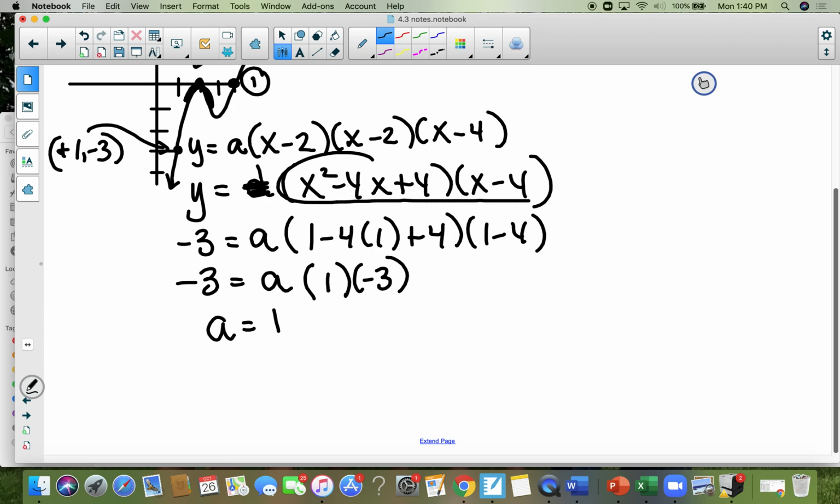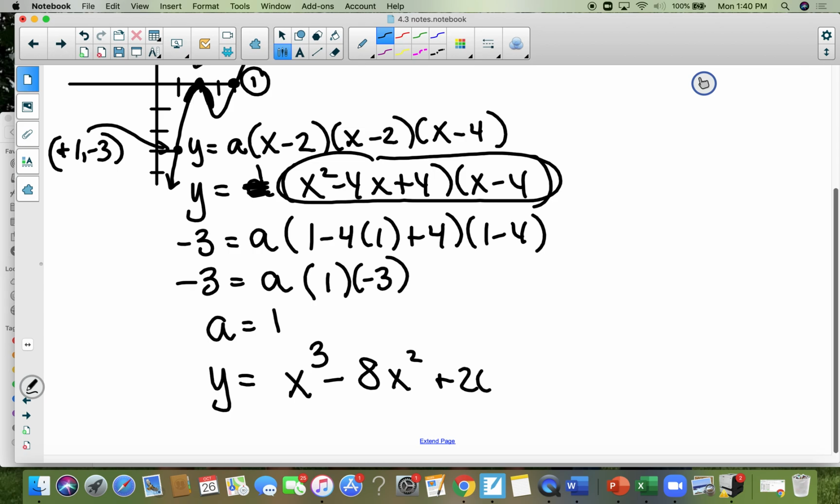All you have to do is multiply this together, the circled part, for your final answer. And to hurry this up, it's going to be x to the 3rd minus 8x to the 2nd plus 20x minus 16.